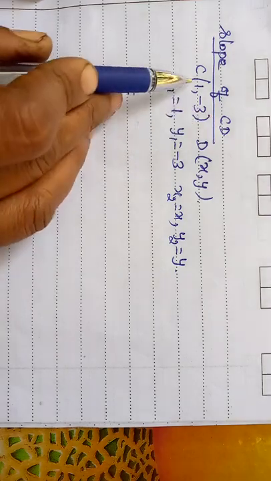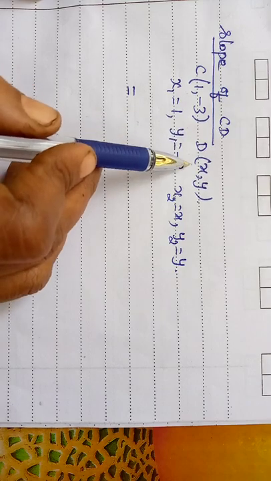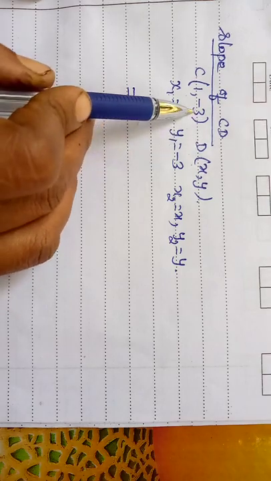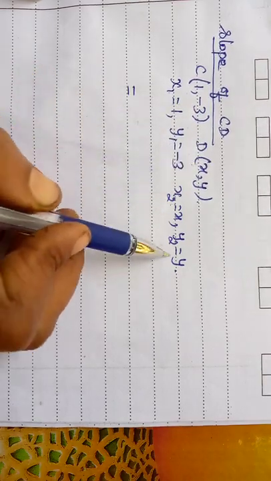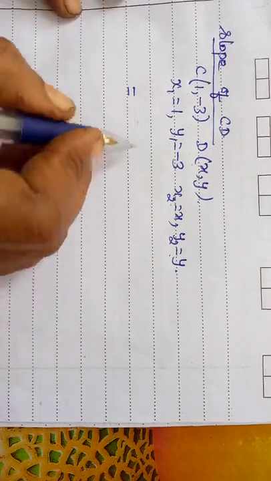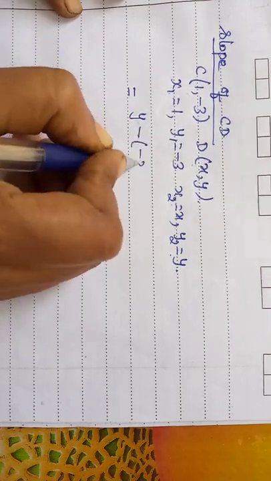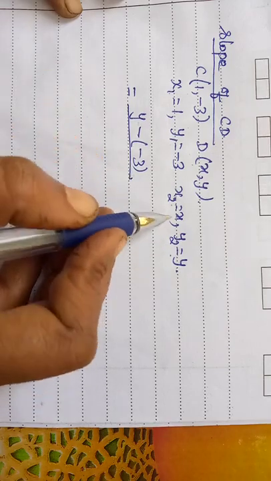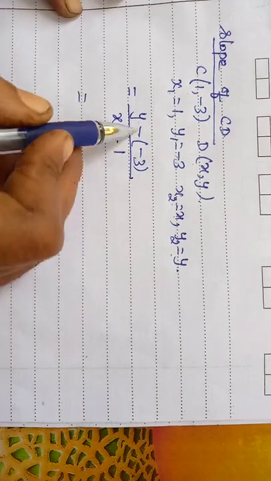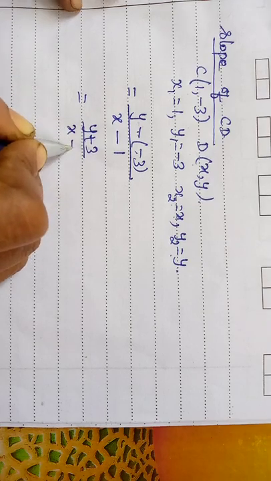Slope of CD, for that C and D point we have to use. What is the C point? 1 comma minus 3. What is the D point? x comma y. So here x1 equal to 1, y1 is equal to minus 3, x2 is equal to x and y2 is equal to y. What is the formula? y2 minus y1 by x2 minus x1. Let us substitute. y2 is y minus y1 is minus 3 divided by x2 is x minus x1 is 1, minus into minus plus. So y plus 3 by x minus 1.